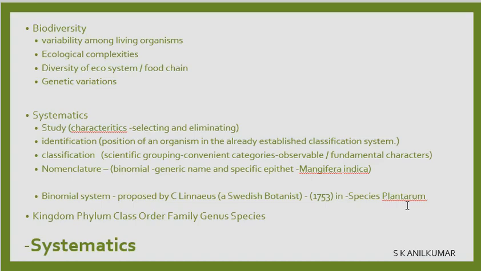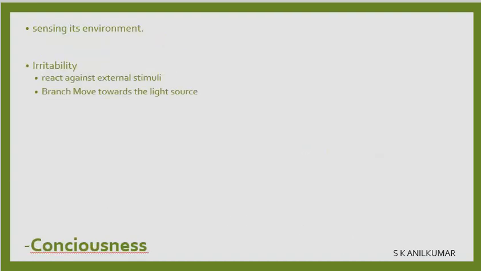Now when we say systematics is the study of identifying the characteristics of a plant or an animal, then selecting or eliminating it, finding out its position among the known classification system, after grouping the animals into various groups and then giving them a name. How do we have this now? We have a hierarchy of kingdom, phylum, class, order, family, genus, species. Kingdom is big: plant kingdom, animal kingdom, like that. And then it comes down to phylum, further class, further order, further family. And then we have a genus. Mangifera is a genus. A species is indica. This is how we have the classification systematics.